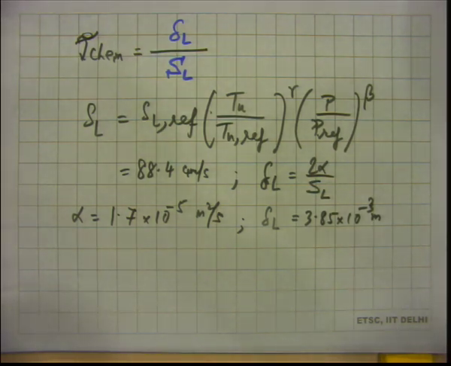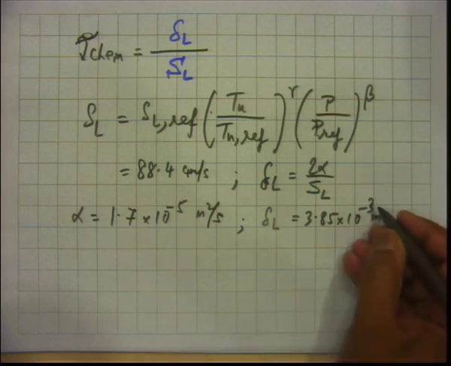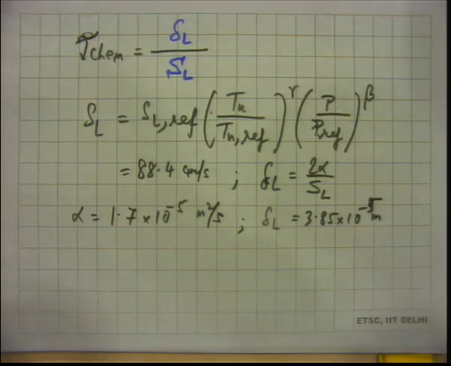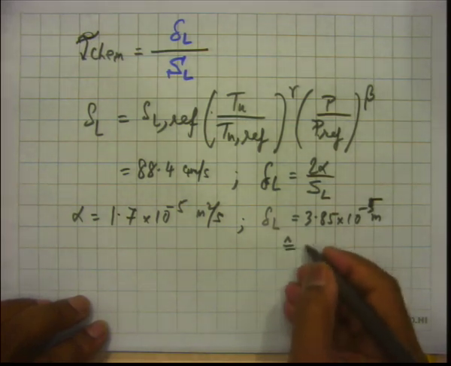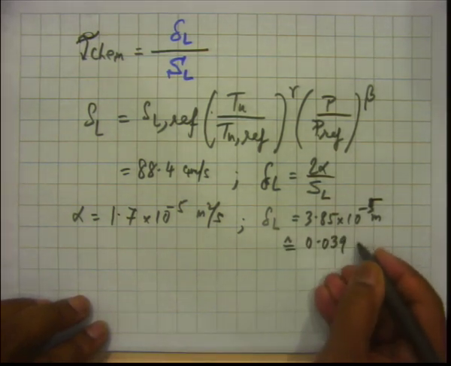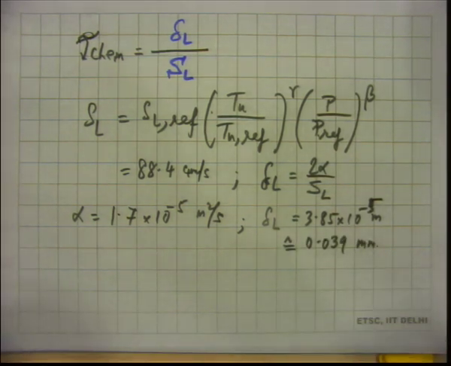Okay. So, this is 3.85 into 10 to the power minus 5 actually, minus 5, not minus 3, 10 to the power minus 5 meters. So, which is approximately 0.039 millimeter, very small. Okay. Of course, do not place too much emphasis on the accuracy of these values. It can be more than this, less than this.